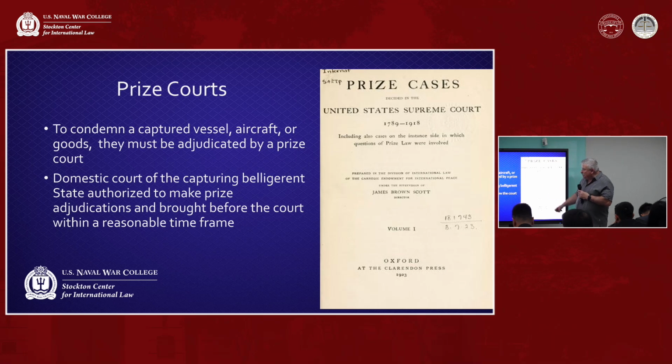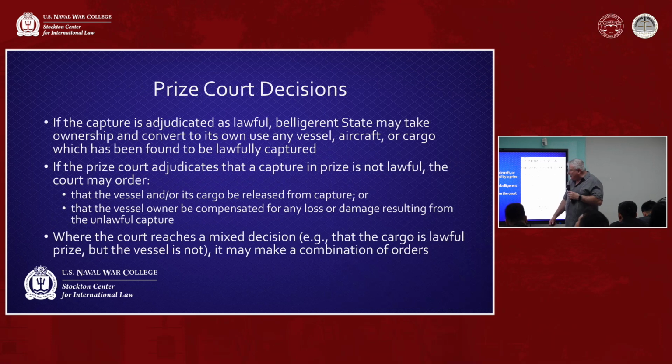So prize courts are used to condemn captured vessels or aircraft or goods. They have to be adjudicated in a prize court. In the United States, the U.S. district courts have primary jurisdiction over prize. We have an entire chapter in our U.S. Code that deals with prize law. So the domestic courts of the capturing belligerent are authorized to make prize adjudications that are brought before its court within a reasonable amount of time.